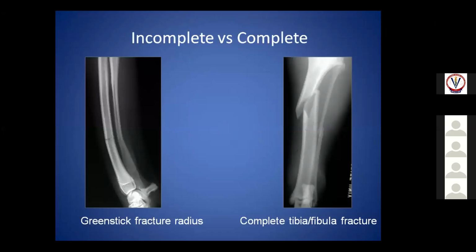The best example is between a complete and incomplete fracture. Incomplete, or a green stick: you can see here the faint fracture line. It is involving only this cortex, whereas the other cortex is intact. Whereas in a complete fracture, both the cortices are involved. So green stick fracture or incomplete fracture, and complete.